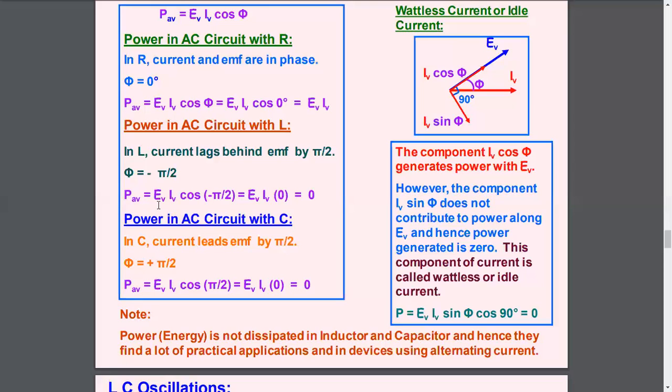So average power across the inductive circuit equals ERMS into IRMS into cos phi, equals ERMS into IRMS into cos minus pi by 2, and cos minus pi by 2 equals 0. Therefore, we get average power 0 across the inductive circuit. So we concluded that although current is present across the inductor, no power is dissipated. Such current is called wattless current, because current is present in the circuit but gives no power.